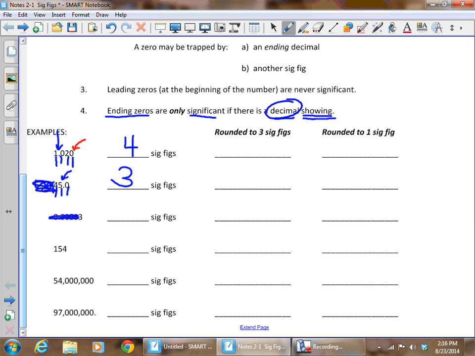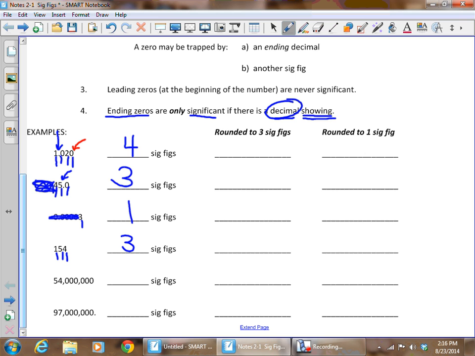The next one, once you mark out those leading zeros, pretty easy. There's only one value left, 1 sig fig. The next one, easy. The 1, the 5, and the 4, all non-zero digits, therefore they're all significant, so 3 sig figs for this value.